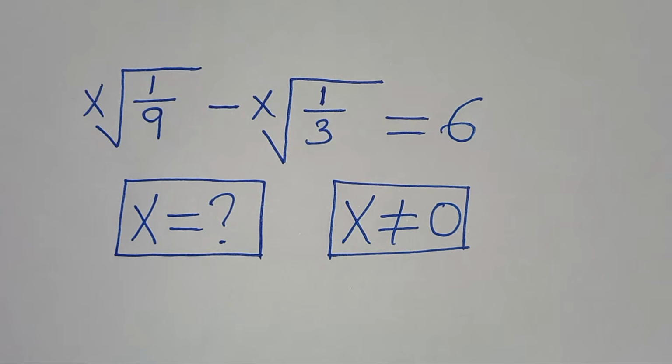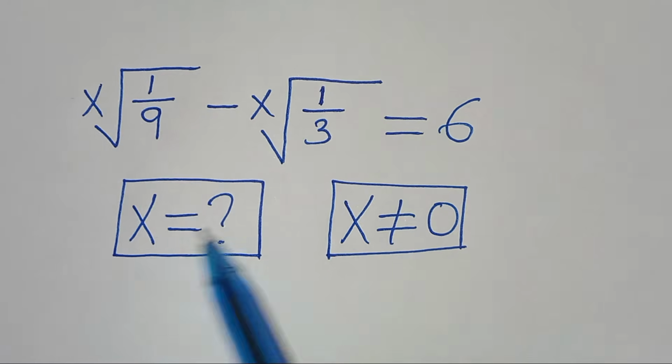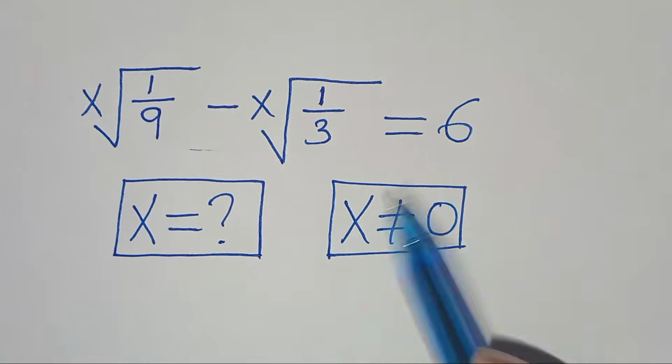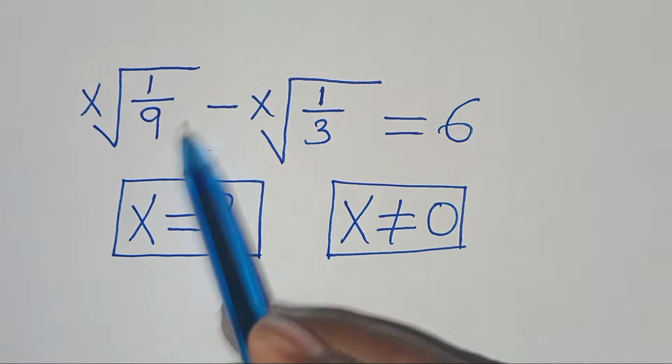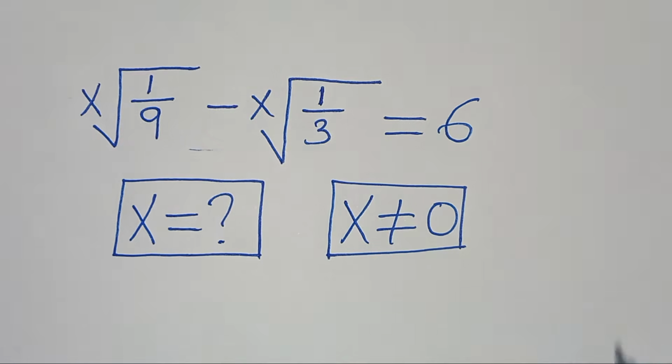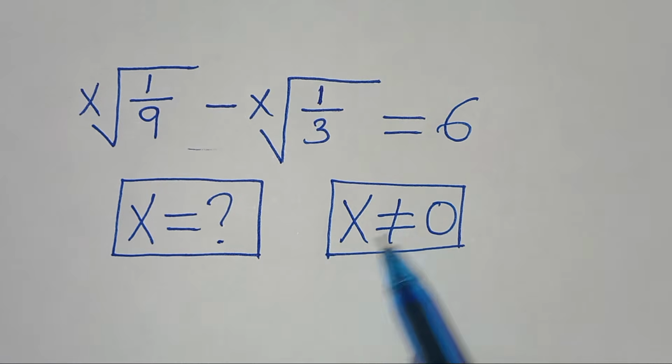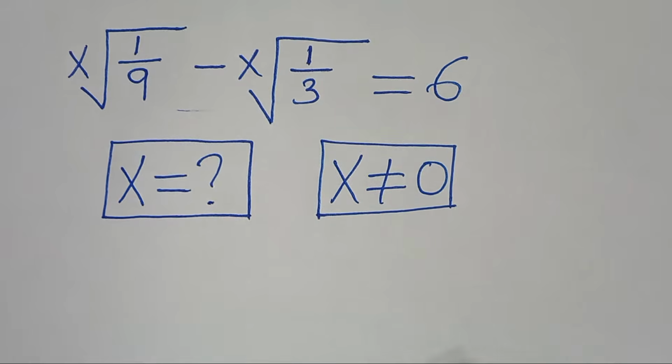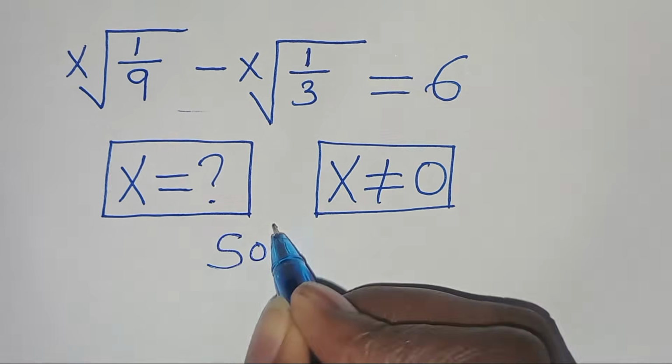Hello everyone, you're welcome to solve for the value of x given this nice math problem: the x root of 1/9 minus the x root of 1/3 is equal to 6, given that x is not equal to 0. So let's provide a solution from here.